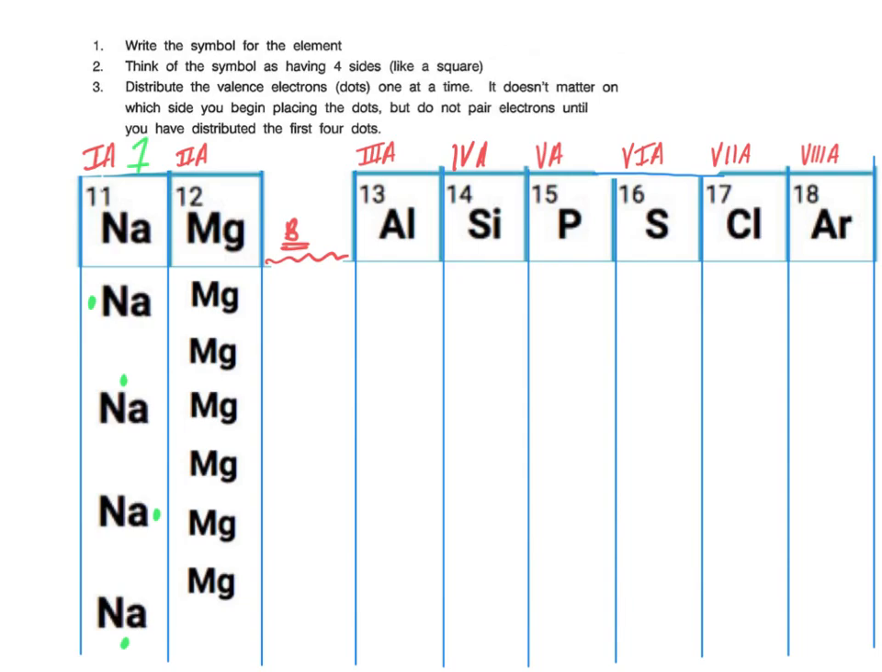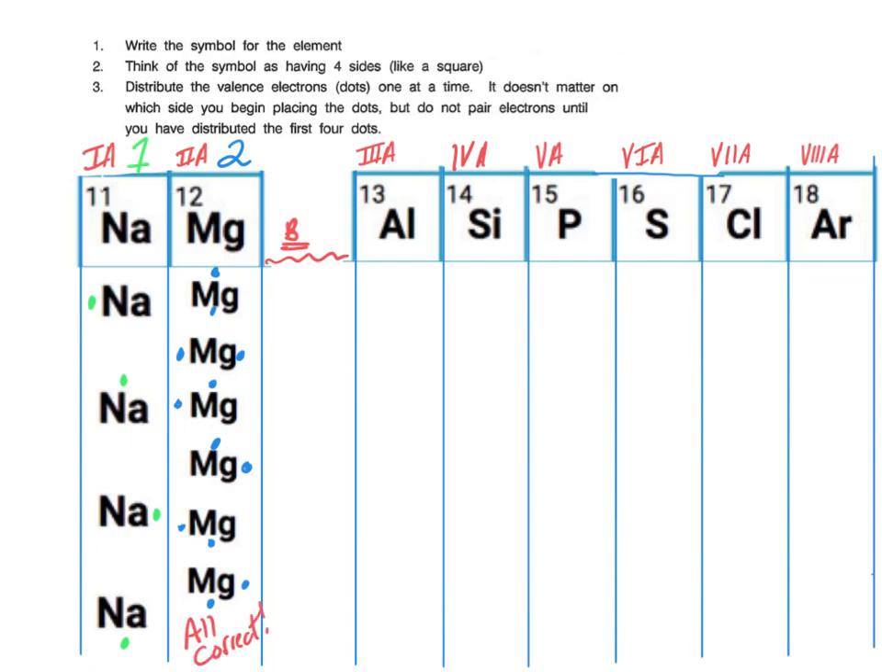Then we look at magnesium. We can draw it in several different ways. We can put top and bottom, left and right, top and left, top and right, bottom and left, bottom and right. So there's a lot of choices. It doesn't matter which one you choose as long as you don't put the electrons together.